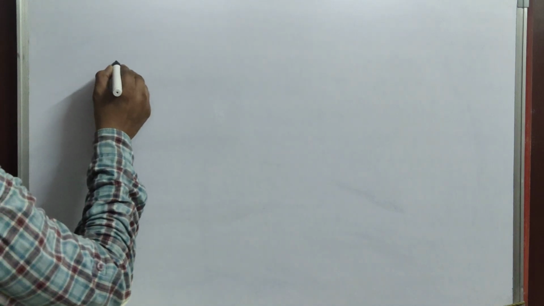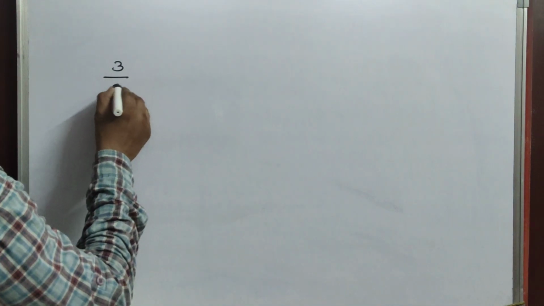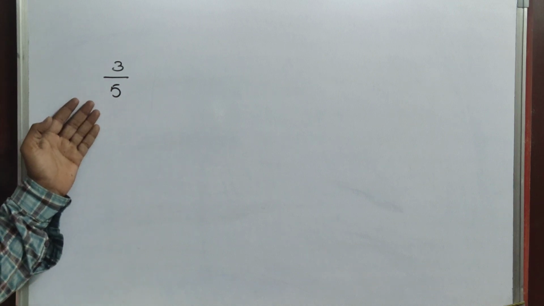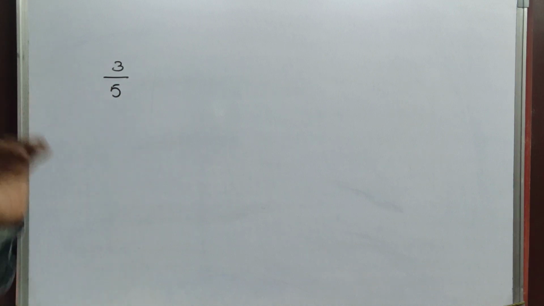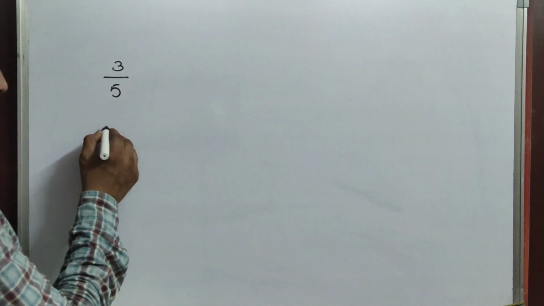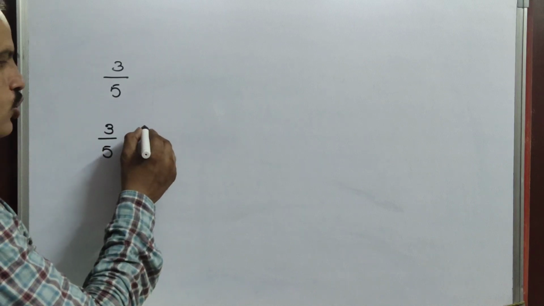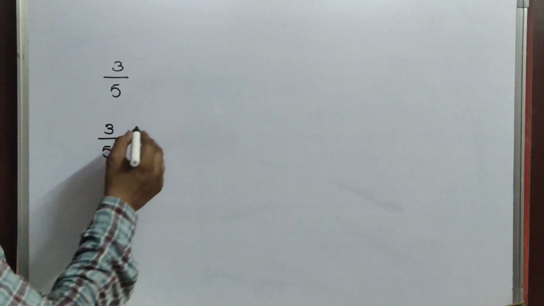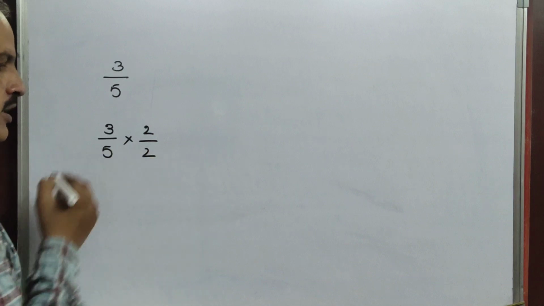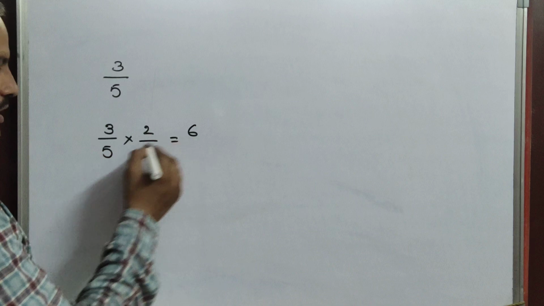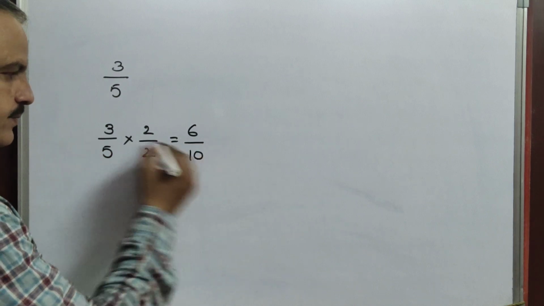See here, I am giving one example here. 3 by 5. They will ask you the question, write 5 equivalent fractions for 3 by 5. Now listen, you take 3 by 5 and multiply with 2 on both numerator and denominator. Both numerator and denominator get multiplied with 2. 3 2s are 6. 5 2s are 10.